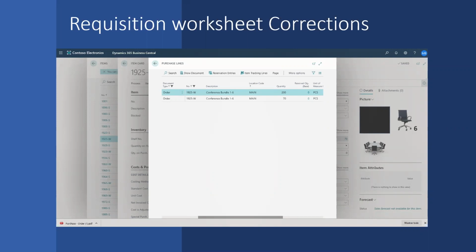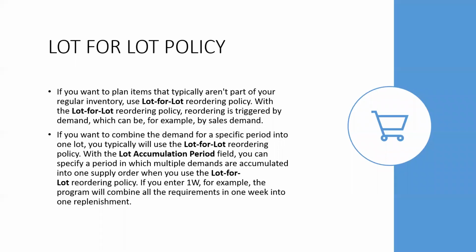And this is, let's go to actually the most used and the most common policy to work with replenishment, which is lot for lot. What happens here? If you want to plan items that typically are part of your regular inventory, so this is lot for lot reordering policy, and this is triggered by the demand, which can be, for example, your sales order. If you want to combine the demand for a specific period into one lot, you typically will use the lot for lot reordering policy with the lot accumulation period field.